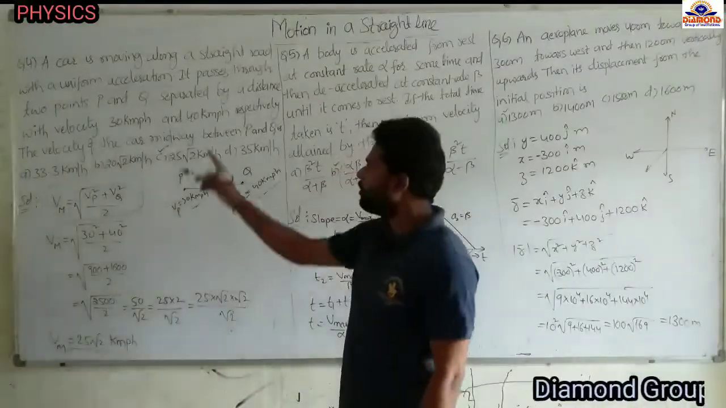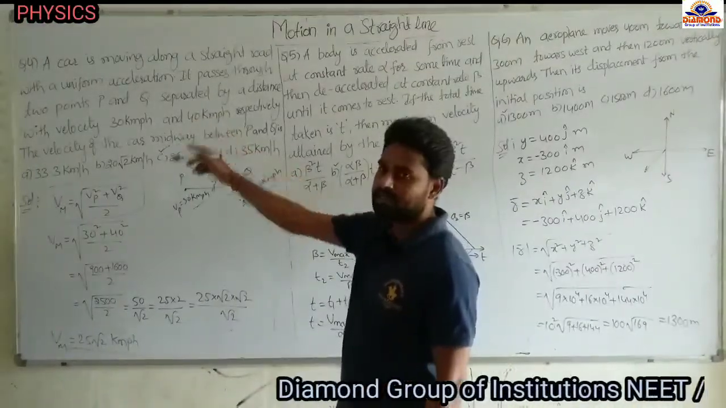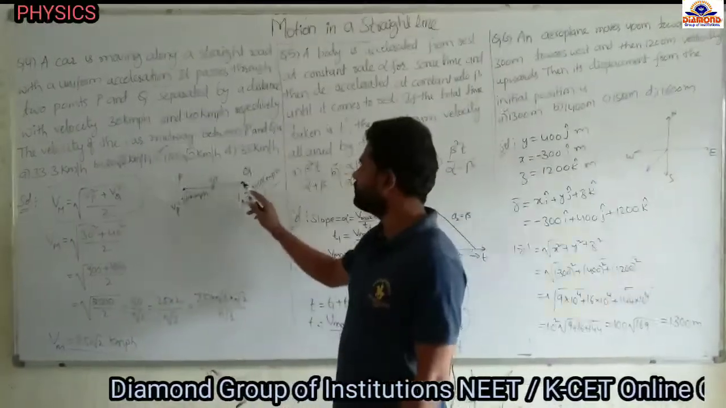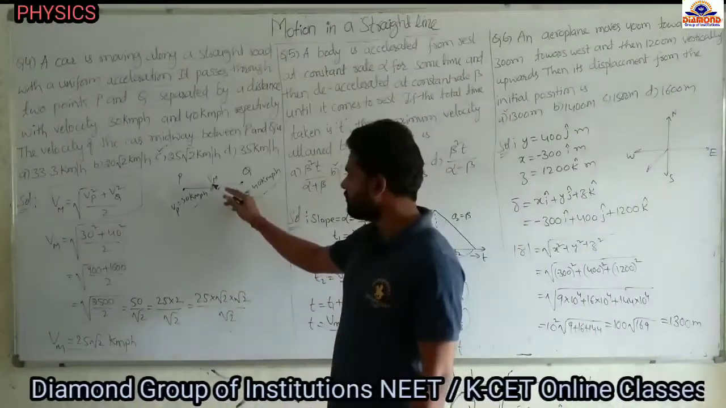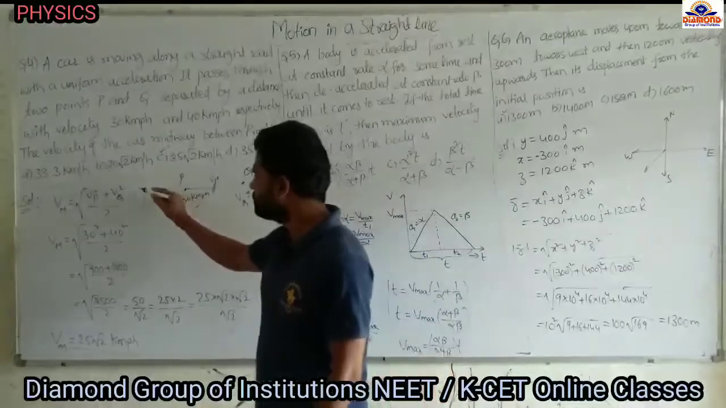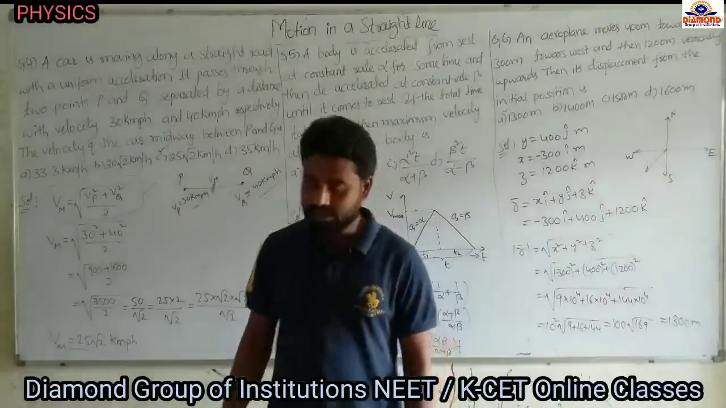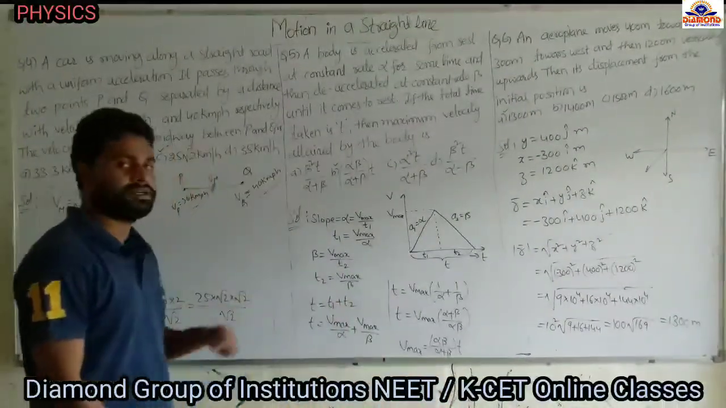So the particle is moving with uniform acceleration and crossing two points with some velocities. If they ask the velocity at the midpoint, use this formula. We can easily do this within 15 seconds.